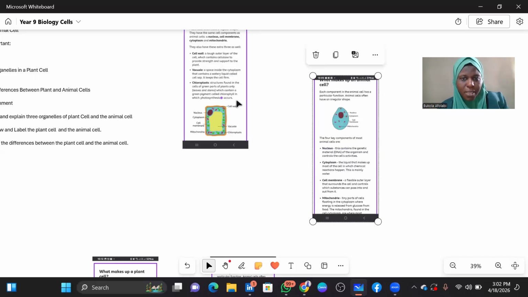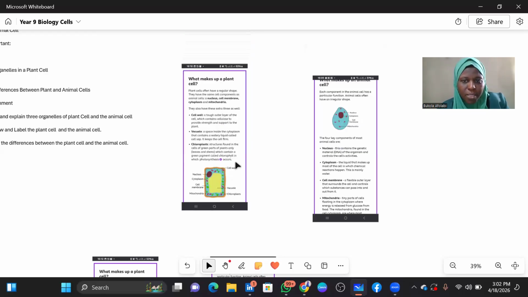Let's take a look at this diagram. We can see from this diagram that plant cells often have a regular shape. They have the same cell components as the animal cell, like I explained. That is, they have the nucleus, the cell membrane, the cytoplasm, and the mitochondria. Apart from all of this, they also have three distinctive organelles that differentiate the plant cell from the animal cell.